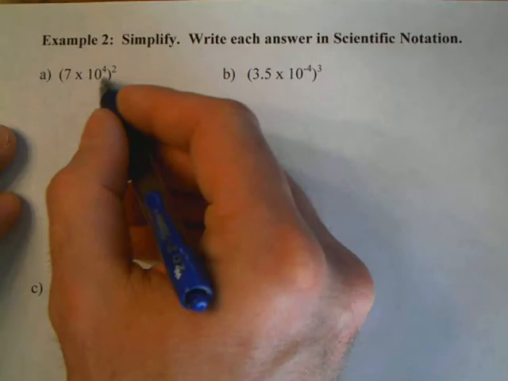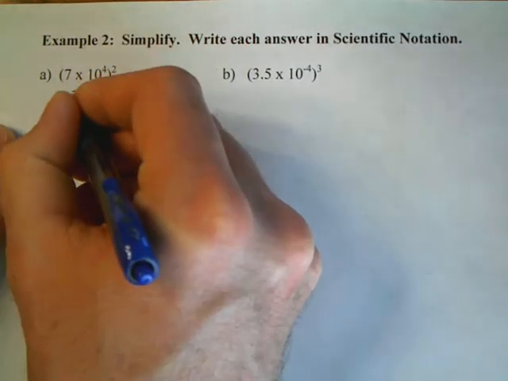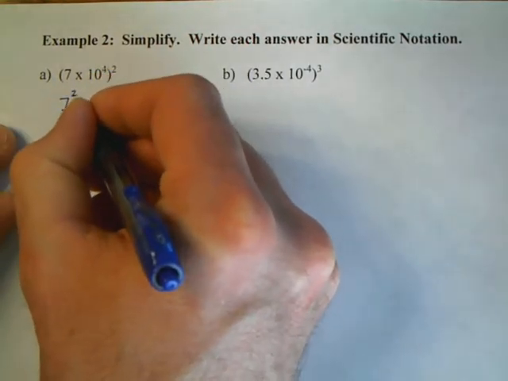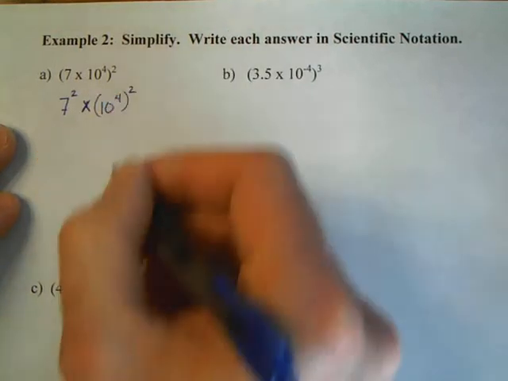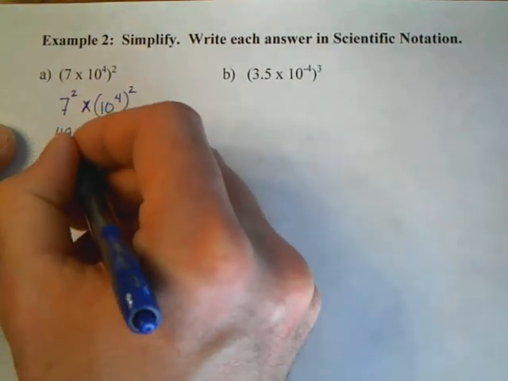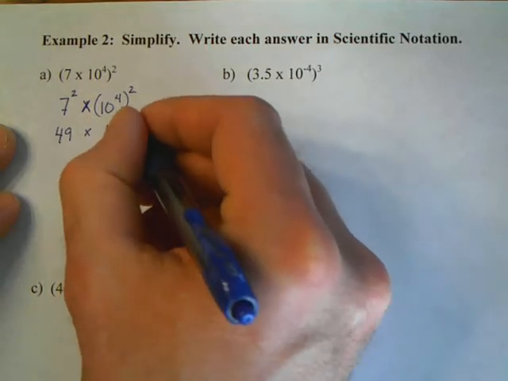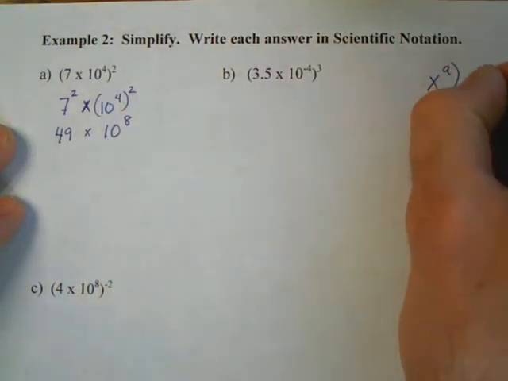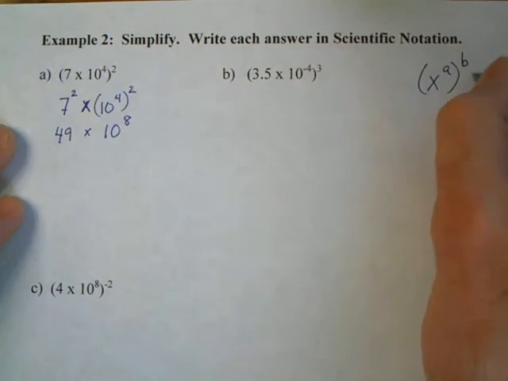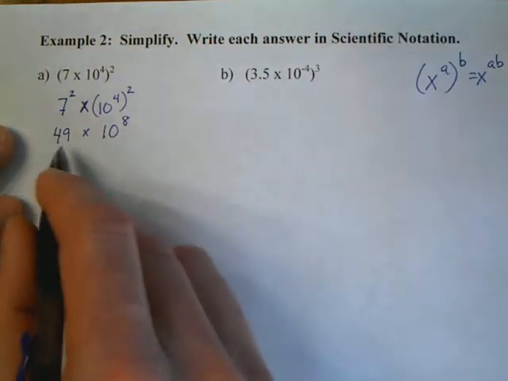So let's look at our first one: 7 times 10 to the 4th, raised to the 2nd. Let's distribute the power of 2. So we're going to say 7 squared times 10 to the 4th squared. Well, 7 squared is 49. 10 to the 4th squared, a power to a power, we multiply. Just as a reminder, x to the a raised to the b equals x to the a times b.